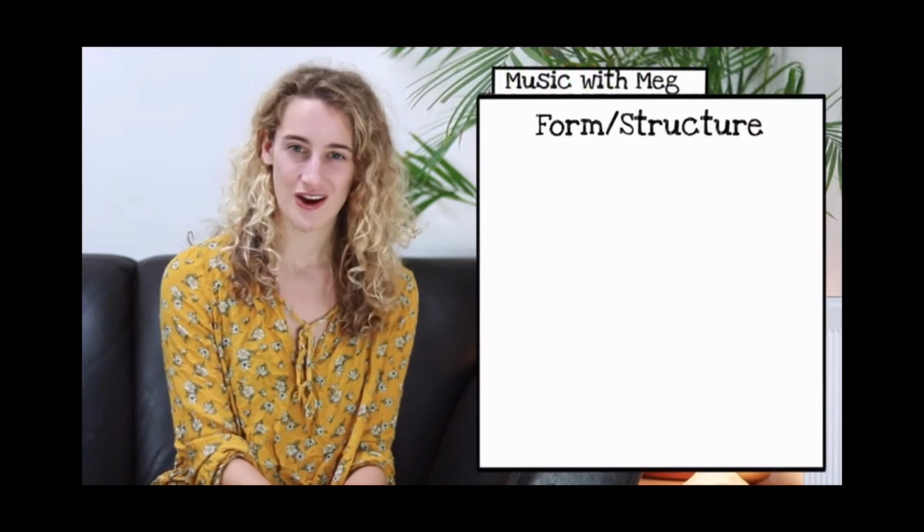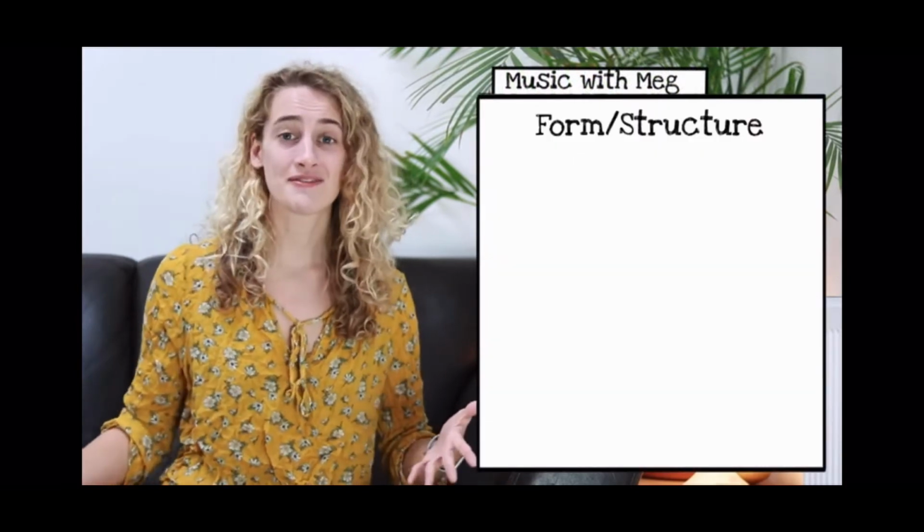Now most music has a theme. The composer starts with the theme and then in the rest of the piece of music he develops the theme or changes it or comes back to it. Composers don't usually introduce lots and lots of new material all the way through the music. And we call this the form or the structure of the music.